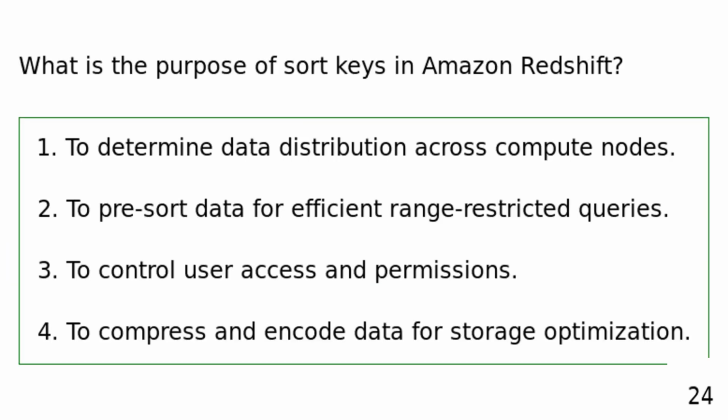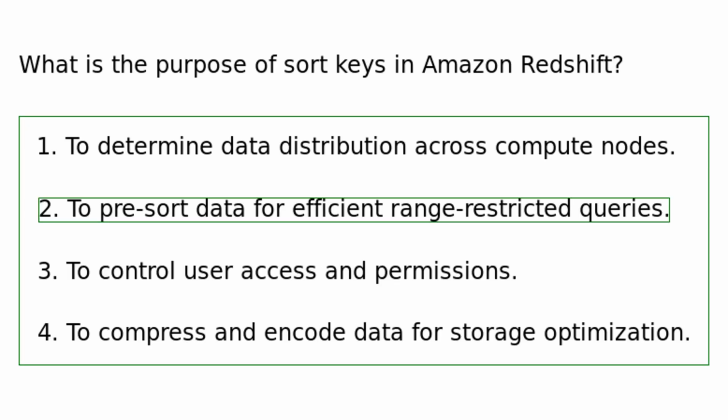What is the purpose of sort keys in Amazon RedShift? To determine data distribution across compute nodes. To pre-sort data for efficient range-restricted queries. To control user access and permissions. To compress and encode data for storage optimization. Sort keys in Amazon RedShift are used to pre-sort data, which can improve the performance of range-restricted queries by avoiding unnecessary sorting during query execution.